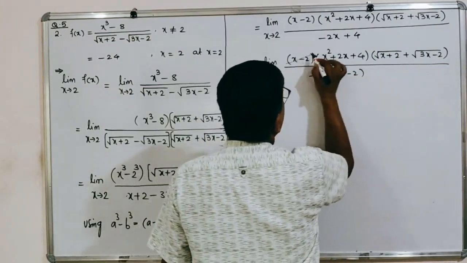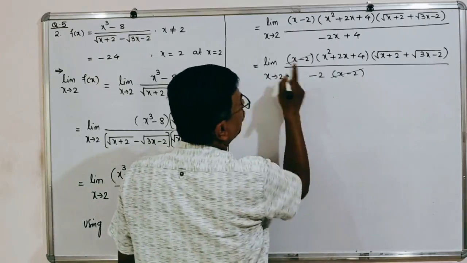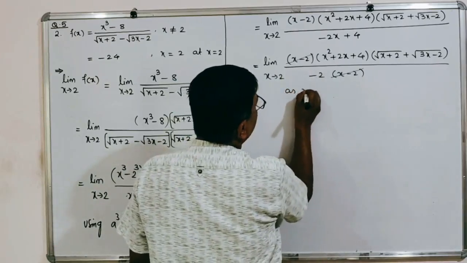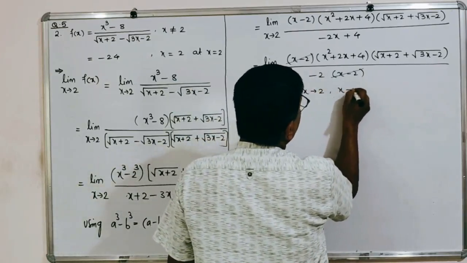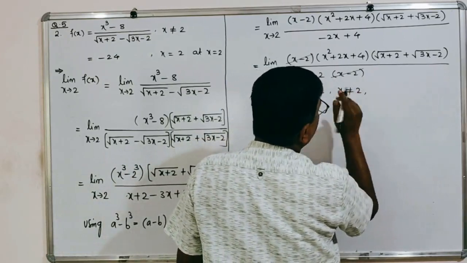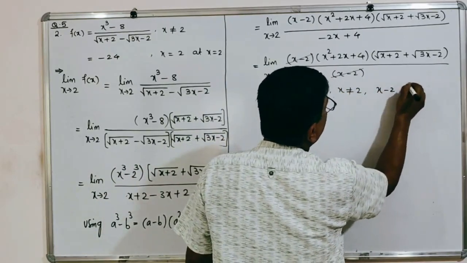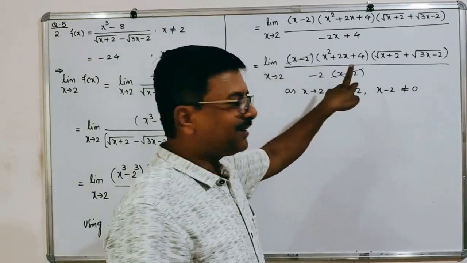Now this x minus 2 and x minus 2 get cancelled. Why can we cancel it? As x tends to 2, x is not equal to 2, and if x is not 2 then x minus 2 is not 0, therefore we can cancel it.